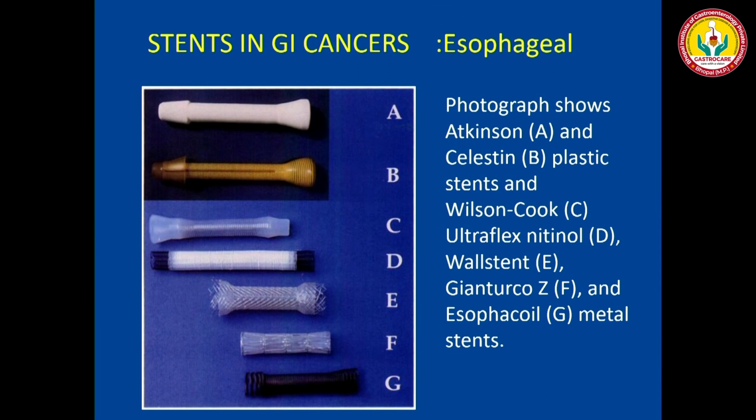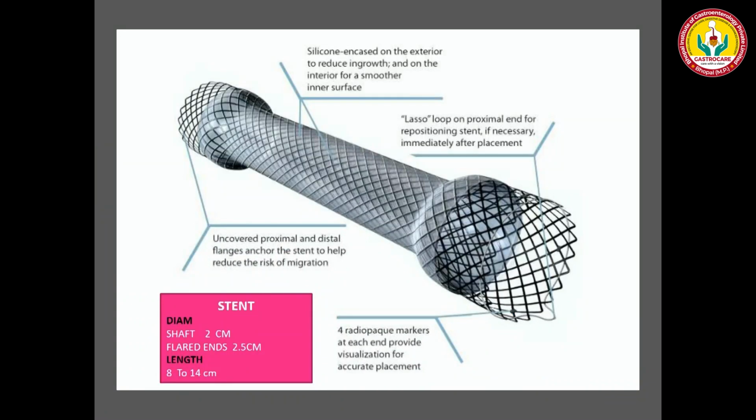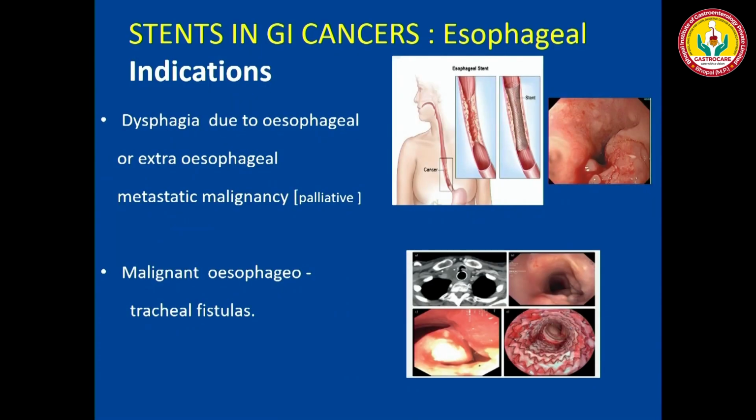So there are different generations of esophageal stents you must have used. Initially, plastic stents had very difficult placement and a high complication rate, and subsequently we now have the current generation of stents, which are made of nickel and titanium, nitinol. They have a shaft and flared ends. In the esophageal stent, the shaft diameter is about 2 centimeters. The flared ends are slightly expanded to prevent migration. The length of the stent can vary depending upon the size of the tumor.